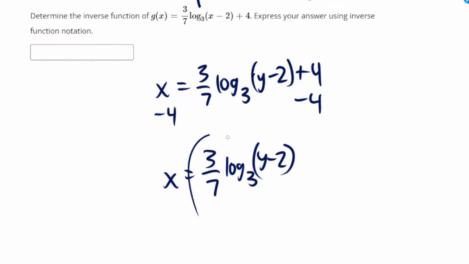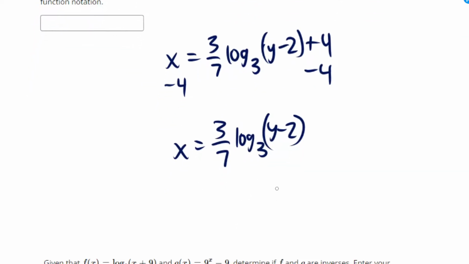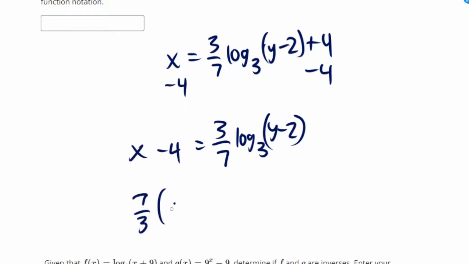Now we need to get rid of this, so we'll multiply by the reciprocal. This is x minus 4, which will give us 7/3 times (x minus 4) equals log base 3 of (y minus 2).